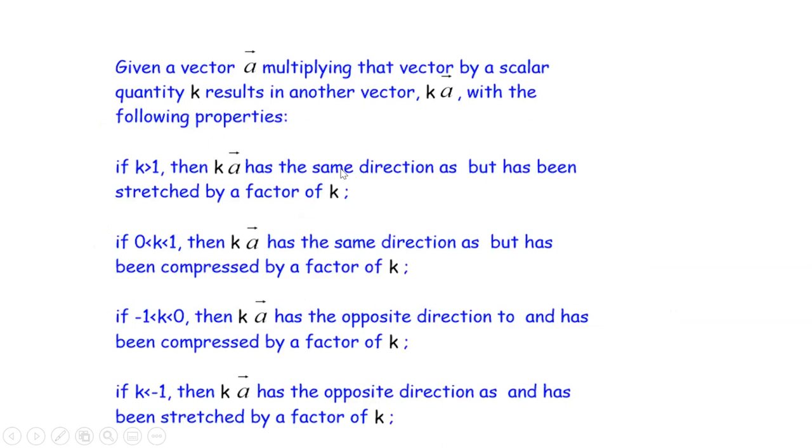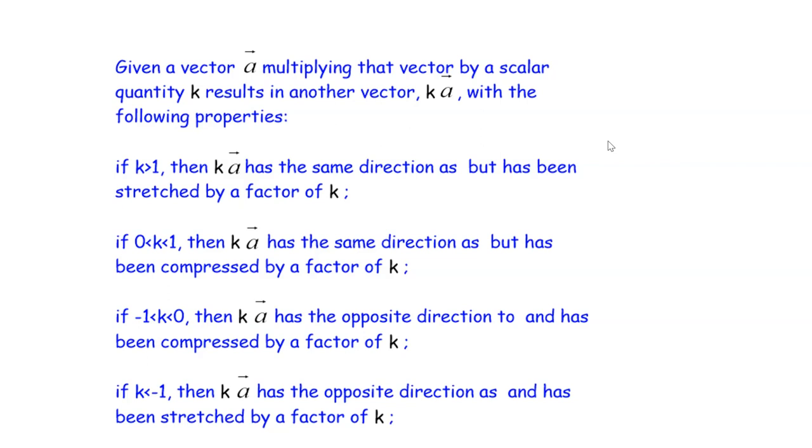Okay, so what does that look like? Well, let me go over some of these vector properties first. Given a vector A, multiplying that vector by a scalar, just a number like 10 or 15, will result in another vector kA, so k times A, with the following properties. If the k is more than 1, then k times A is going to have the same direction, and it's going to be stretched by a factor of k.